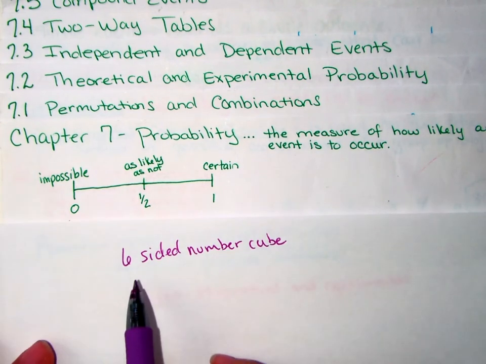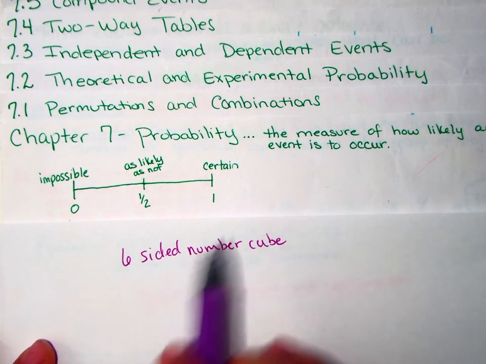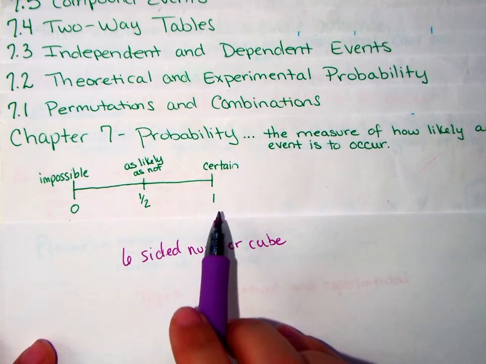So what is my probability of rolling less than 7? Well, they're all less than 7, correct? 1, 2, 3, 4, 5, 6. So that is certainty, okay? It will happen for sure, 100%.